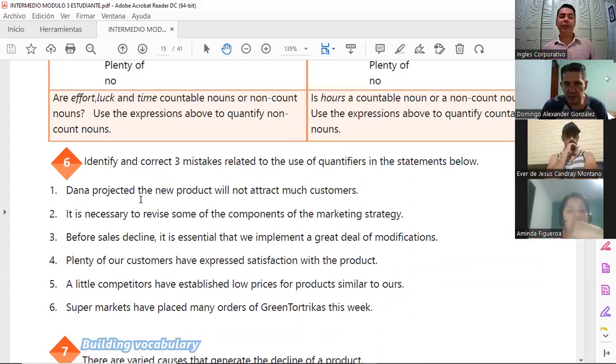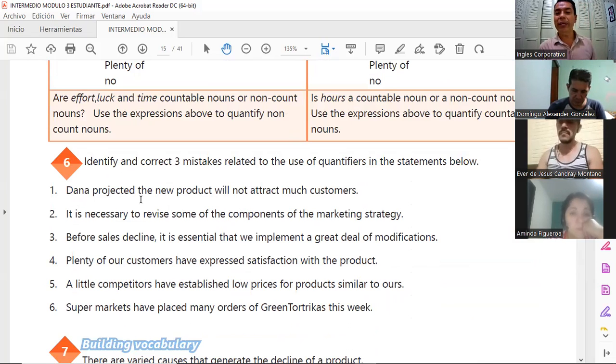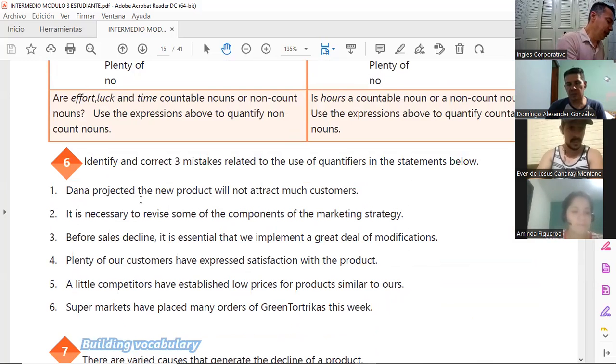Aquí no vamos a terminar la clase ya, right? 6 sentences. But I will pass the attendance. Voy a pasar la asistencia. Hacemos las oraciones. Y este día me voy a quedar con Aminda. Can you stay with me after the class? For 10 minutes? Yes, of course. Okay, thank you, Aminda. Thank you very much. Good.